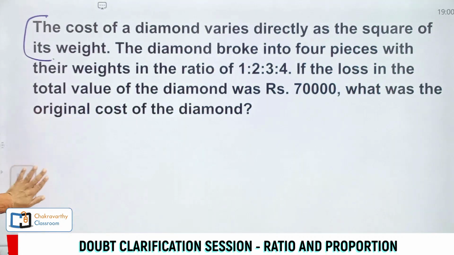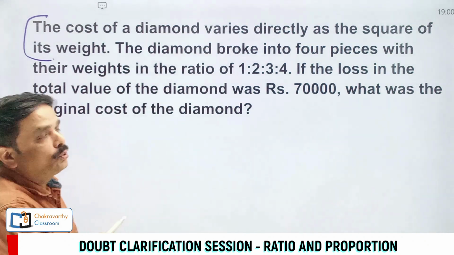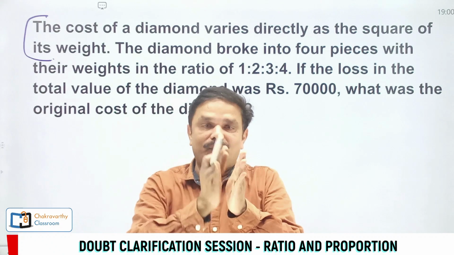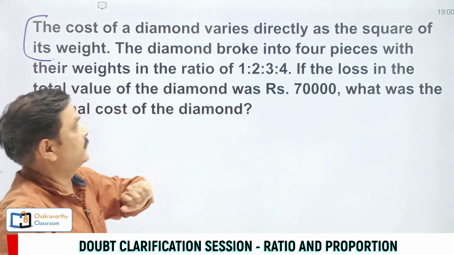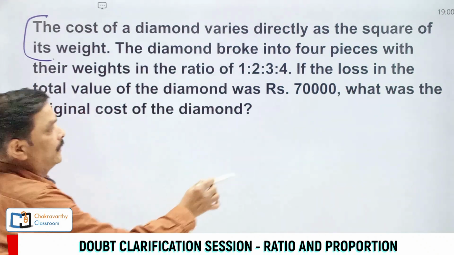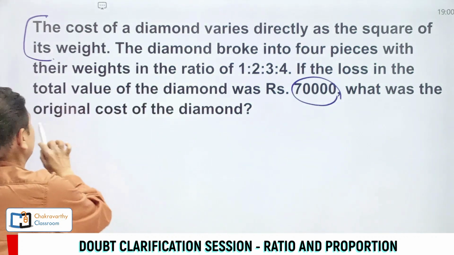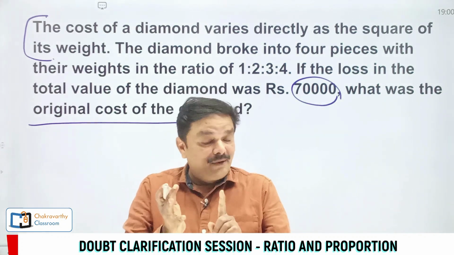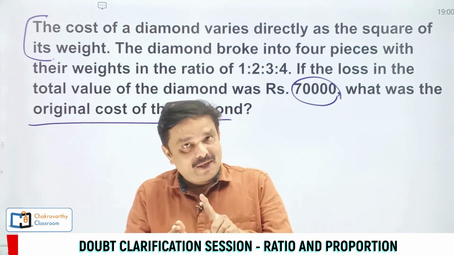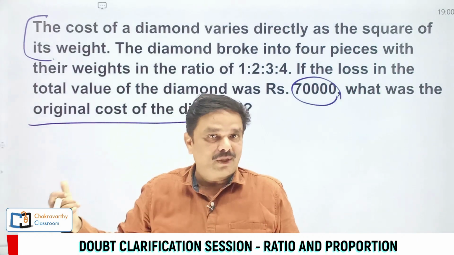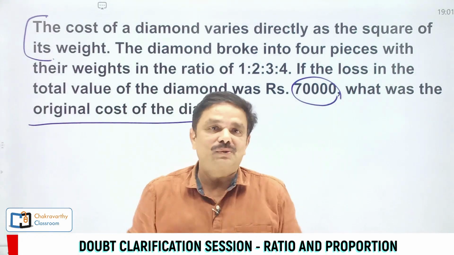Now, further they have given that the diamond broke into 4 pieces with their weights in the ratio of 1:2:3:4. Somehow it has been broken into 4 pieces and the weights are in the ratio of 1:2:3:4. Okay, next, the loss in the transaction due to the breaking was 70,000. Then the question is, what was the original cost of the diamond? See students, this type of question is generally asked in defense exams, Staff Selection Commission, Railway Recruitment Board exams, state public service commissions, and sometimes they ask this type of question in the bank exams as well. Everywhere it is useful.